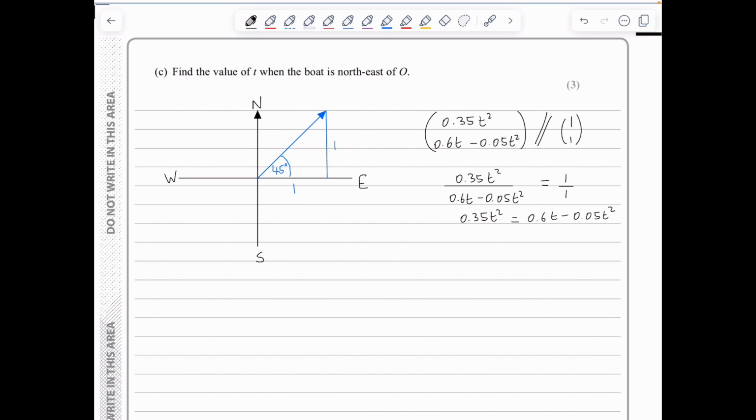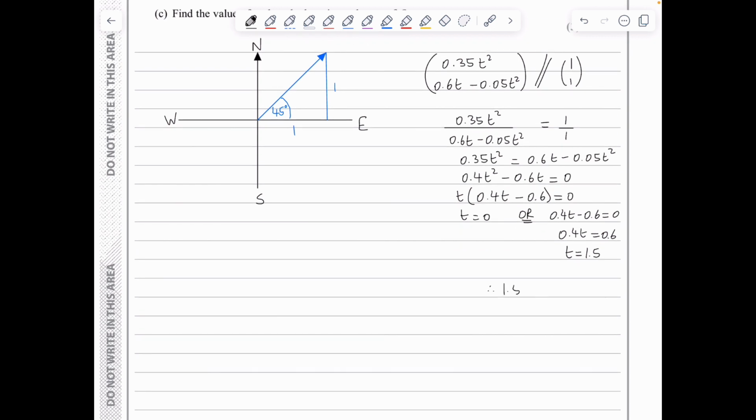I will collect everything on the left hand side, leading to 0.4t² − 0.6t = 0. I will factor out the t, so t(0.4t − 0.6) = 0, which means that either t is 0 or 0.4t − 0.6 is 0. So I get 0.4t = 0.6, which leads to t being 1.5, and obviously this is my answer, so I will be concluding 1.5 seconds.